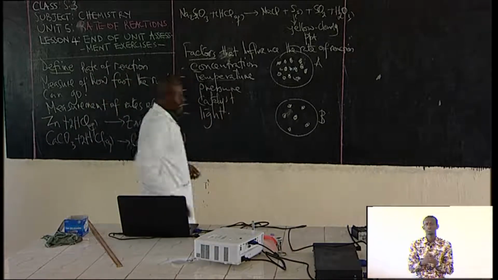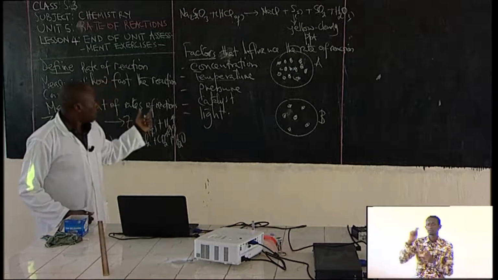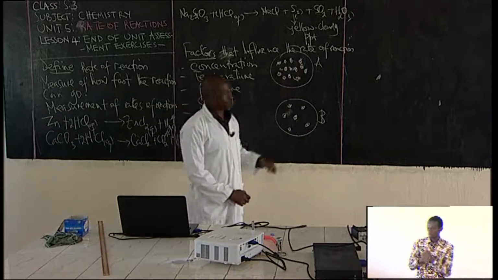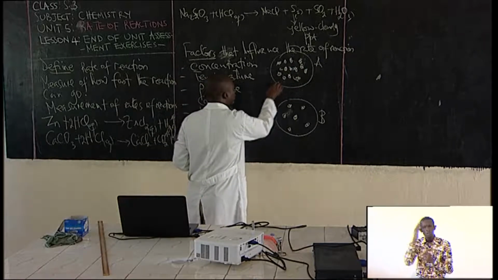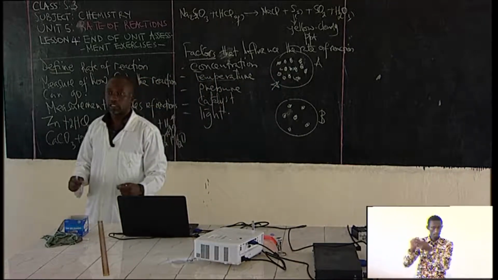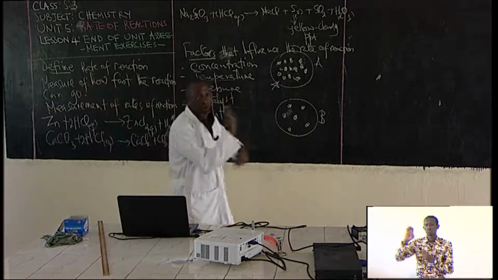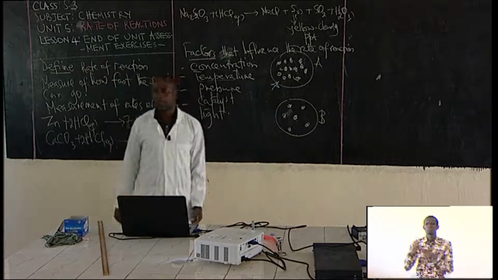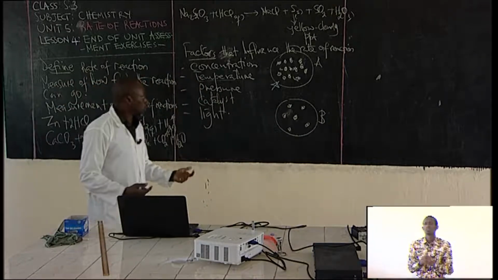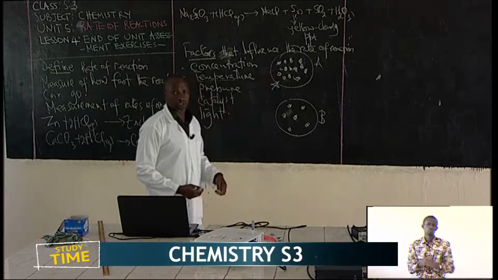When we talked about the temperature, this makes sense as well. I said when you apply heat to this substance A, you remember molecules are in constant motion. So the molecules will collide with one another faster. When they move fast, that means more collisions and effective collisions, more frequency. The reaction will take place faster.